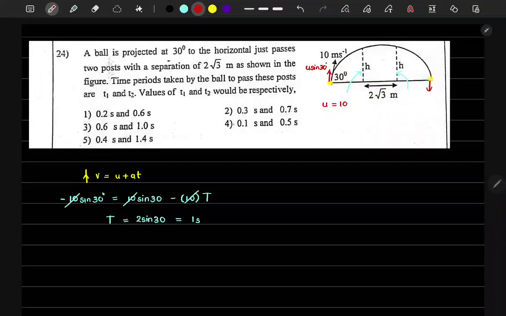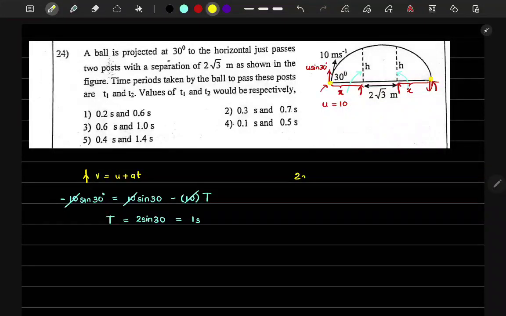What I meant by that is that the distance from the initial point to the first post should be equal to the distance from the last point, or the point at which the ball reaches the ground again, to the second post. The distance from the initial point to the first post should be equal to the distance from the final point to the second post. So I can use that to find out what this x value is, or the distance is.